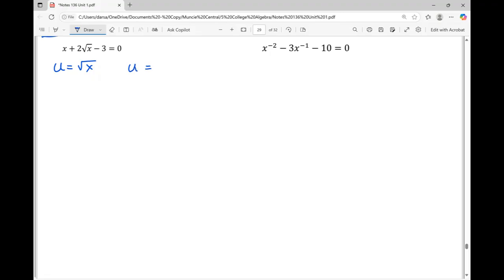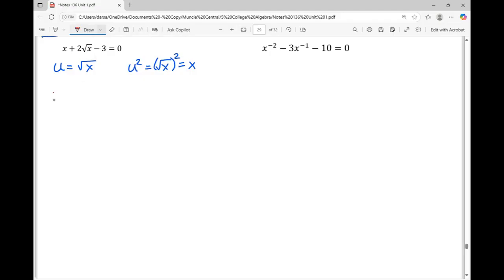So if I set u equal to the square root of x and I square both sides, what do I get? Well, the square root of x squared is just x. So u squared would be substituted in where we see just an x, and u would be substituted in where we see the square root of x. And I have both of those in this original equation. So let's go ahead and do the u substitution.